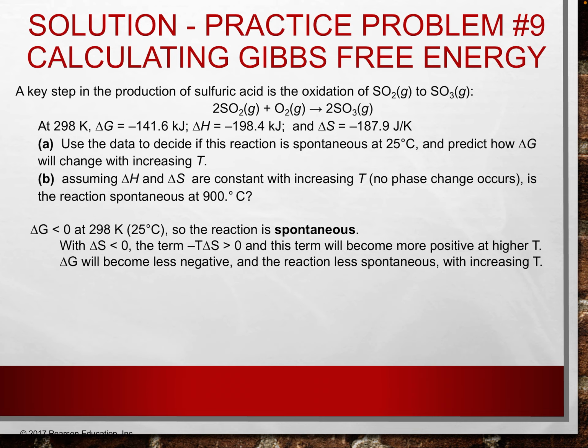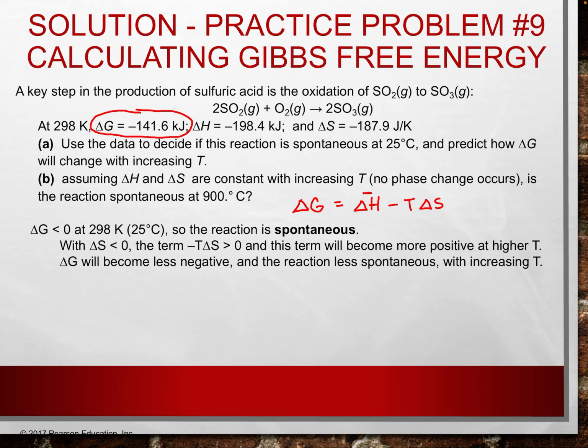So if we look, delta G is negative here, right? That was given to us. So delta G is negative, so the reaction's spontaneous. That was awesome. Easy, right? No math needed. And so it asks, predict how delta G will change with increasing temperature. So we know our equation is delta G is equal to delta H minus T delta S.